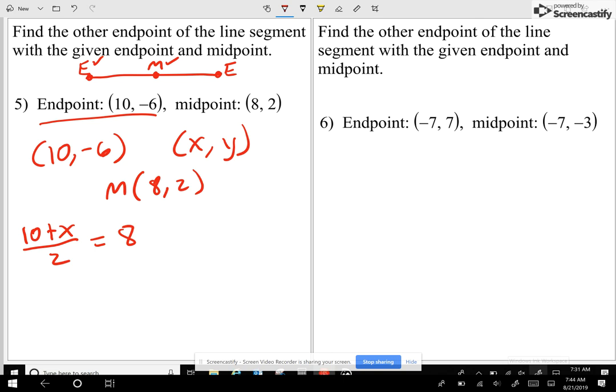Okay. I don't know about you, but most people don't like fractions. We cannot simplify the fraction 10 plus x. We don't know what 10 plus x is. We cannot simplify it. So multiply both sides by 2 to get rid of fractions, because that 2 will get rid of the fraction. So then we have that 10 plus x is equal to 16. What's x? If 10 plus x equals 16, x is 6. Okay.